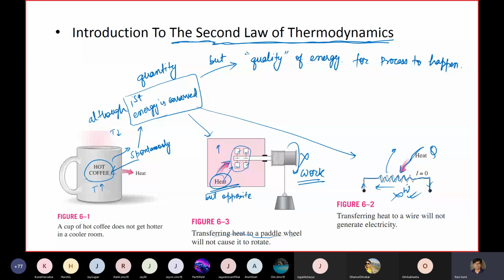Okay. So we should not only talk about the quantity, we should talk about both the quantity and quality of energy. It is important for a process to happen from one direction to another direction. Okay.